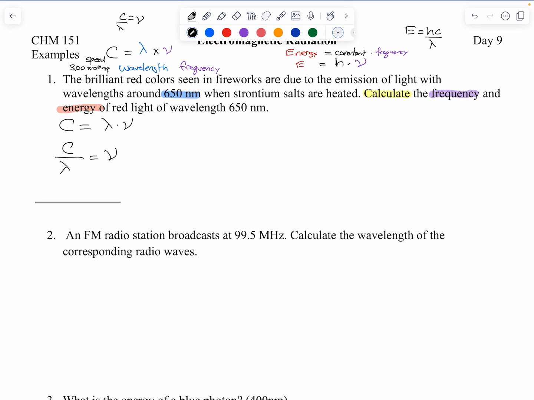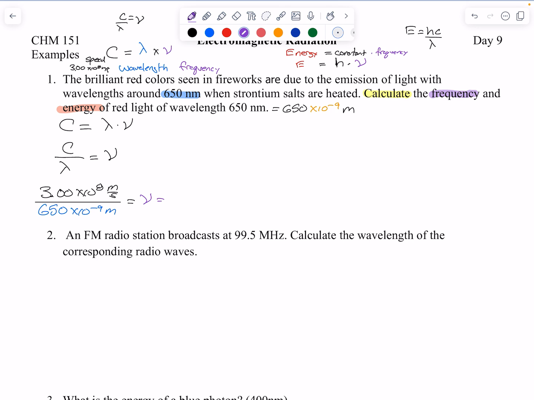So c is 3.00 times 10 to the 8th meters per second. And notice I'm in meters here and there are nanometers. So 650 nanometers is the same thing as 650 times 10 to the negative 9 meters. I'm just going to throw that in on the bottom: 650 times 10 to the negative 9 meters. And the units will work out to be frequency, which is 1 over second.